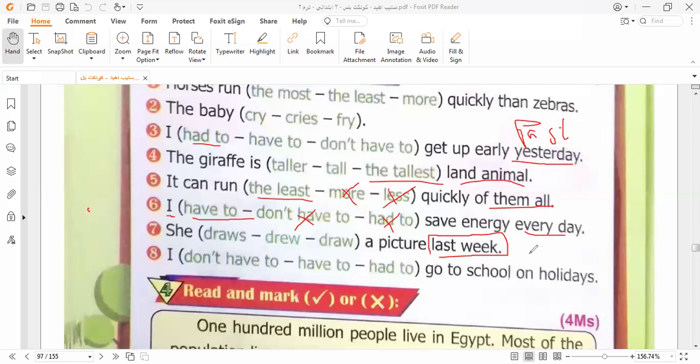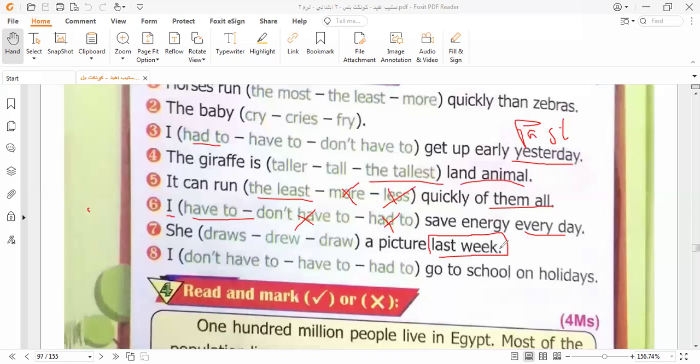As we know, we do this in punctuation. We are correcting the punctuation and adding the marks of punctuation that are not available. So here it is the same. We must put an underline like this. If you put an underline under "yesterday," I can select the correct word suitable for this tense. Every day, I select the word suitable for this tense. Last week, I select the word suitable for this tense.